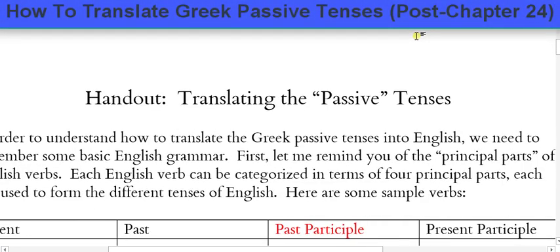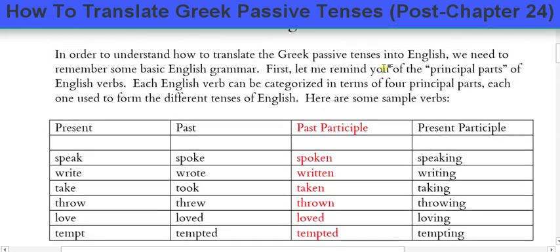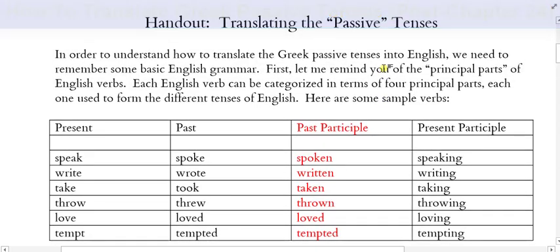Let's take a look at this handout real quick here. We have a few minutes to walk through this. Okay? This handout is called How to Translate the Passive Tenses. We want to think about, you've learned passive tenses now. You've learned several. We want to just make sure we know how to translate these tenses that are passive.